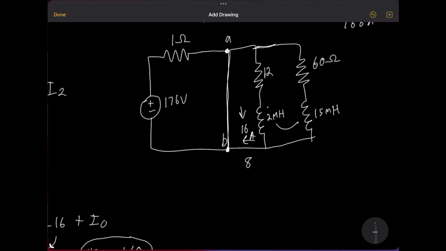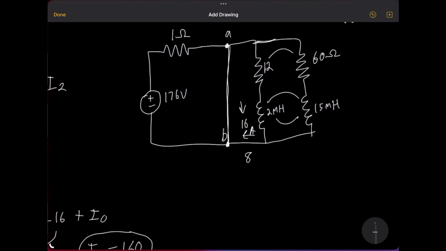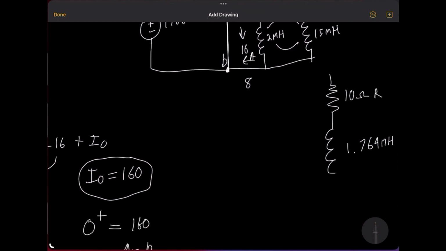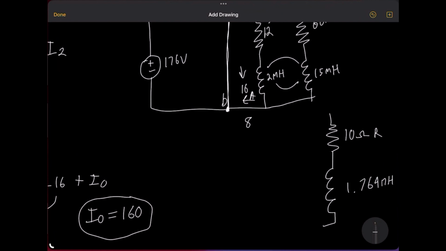So we can combine these inductors in parallel and these resistors in parallel to get a single inductor and single resistor. So if we do that, we will get a single inductor with 1.764 millihenries in series with a 10 ohm resistor. Okay, so now that we have a resistor and a single inductor, let's write our equation.